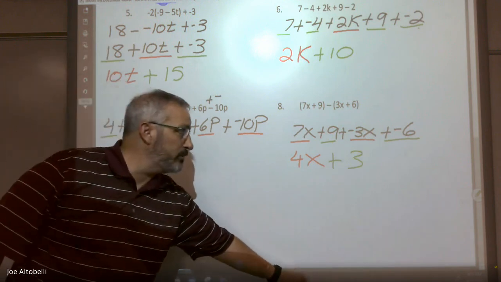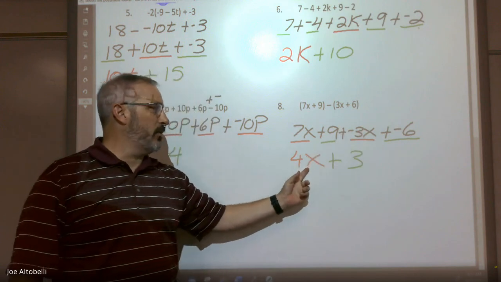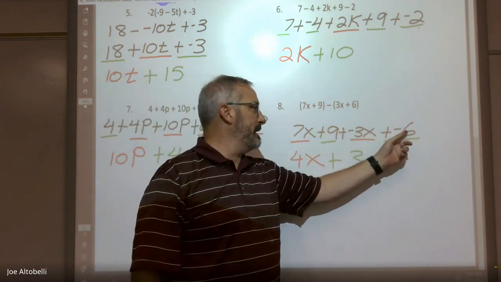And you should end up with 4x plus 3. 7x plus a negative 3x is 4x. 9 plus a negative 6 is 3.